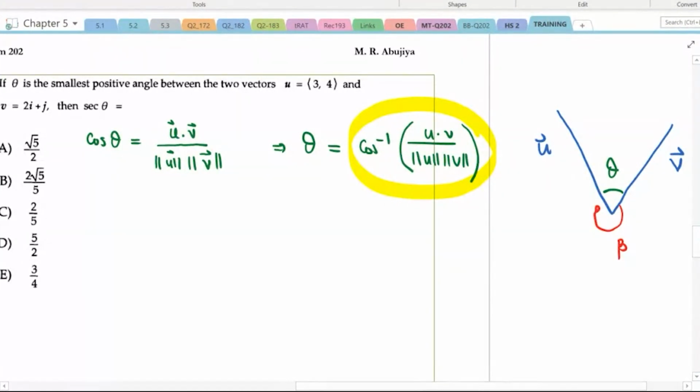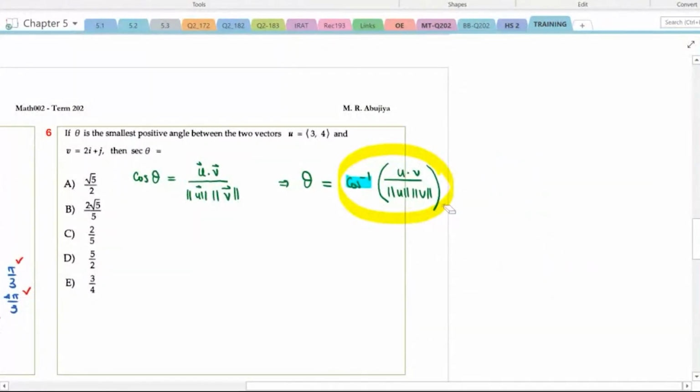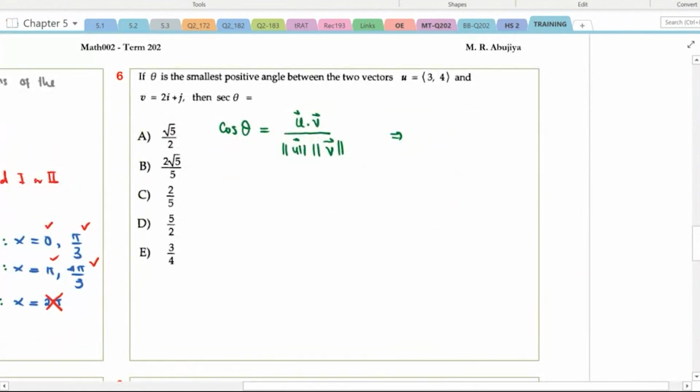If I do not take the inverse, it's going to give us two possible answers: one is going to be the small angle, and the other one is going to be the larger angle. Since we are not interested in finding theta, we don't need to worry about it. So let us find the u dot v. What is the dot product?